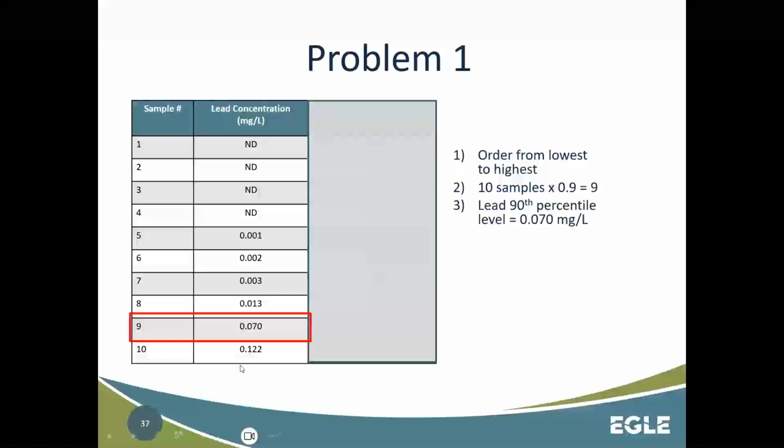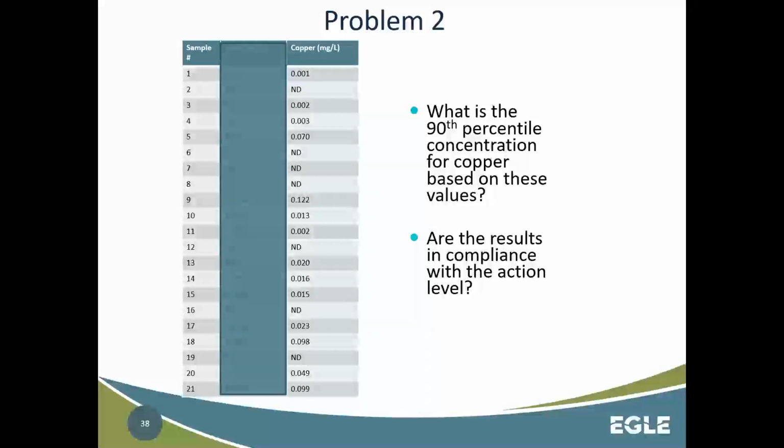90th percentile is easy because we already have that sample taken. And so it's 70 parts per billion, 0.7. This is not in compliance. That would be an action level exceedance because that 90th is over 15 parts per billion. Okay. Problem 2 here gets a little bit trickier.